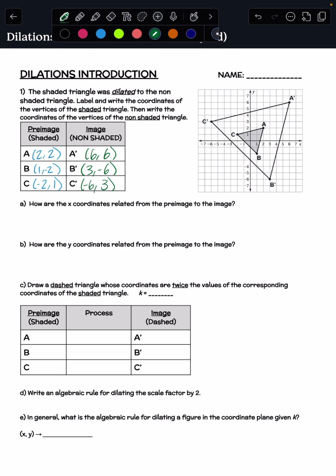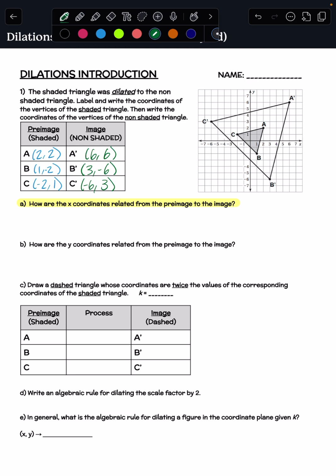Okay? So now we want to think about how these coordinate points are actually related from our pre-image to our image. So I want you to go ahead and talk in your table group about how you think that the x coordinates are related from the pre-image to the image. Go ahead and take a minute to do that.